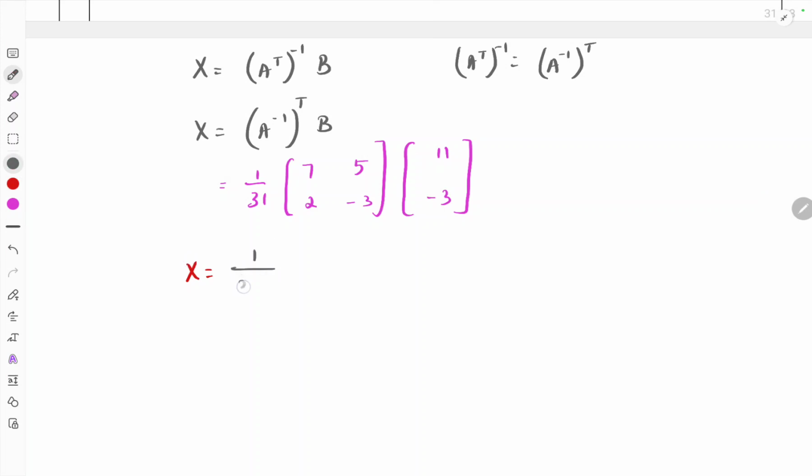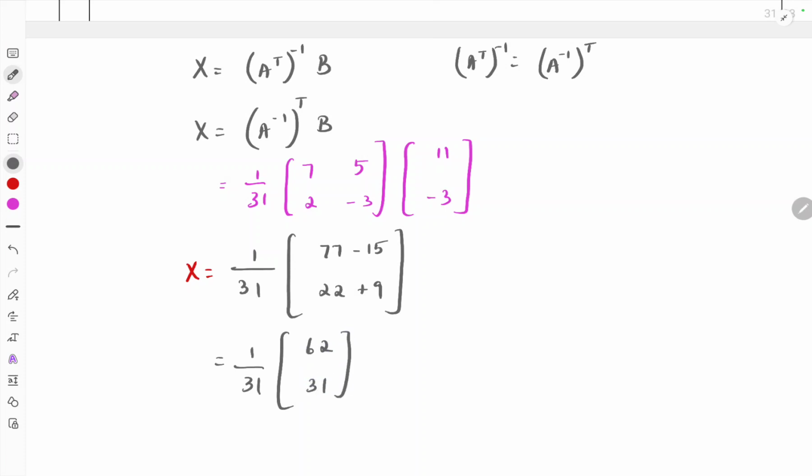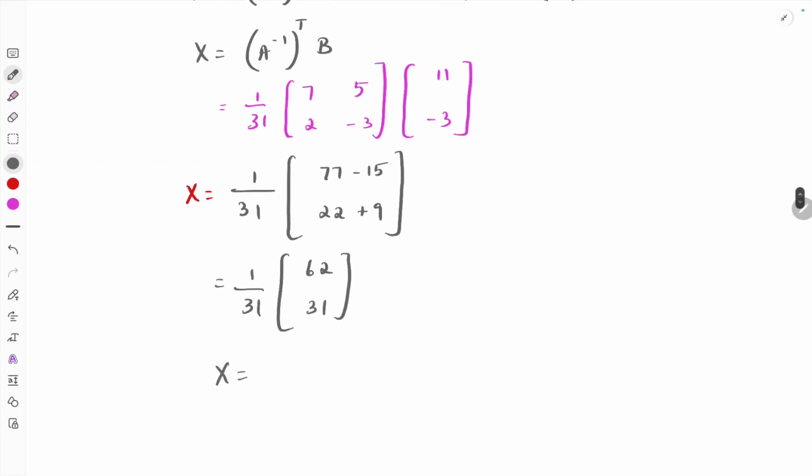So X will be equal to 1 by 31 into 7 into 11 is 77, 5 threes are 15, minus 15, 2 into 11 is 22, minus 3 into minus 3 will be plus 9. So 1 by 31, 77 minus 15 is 62, 22 plus 9 is 31. Now I can multiply this 31 inside, so x will be equal to 62 divided by 31, which is 2, and y will be 1.